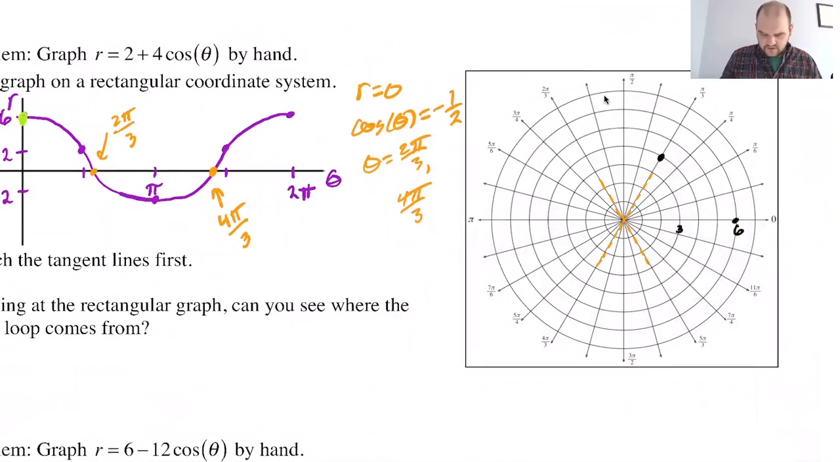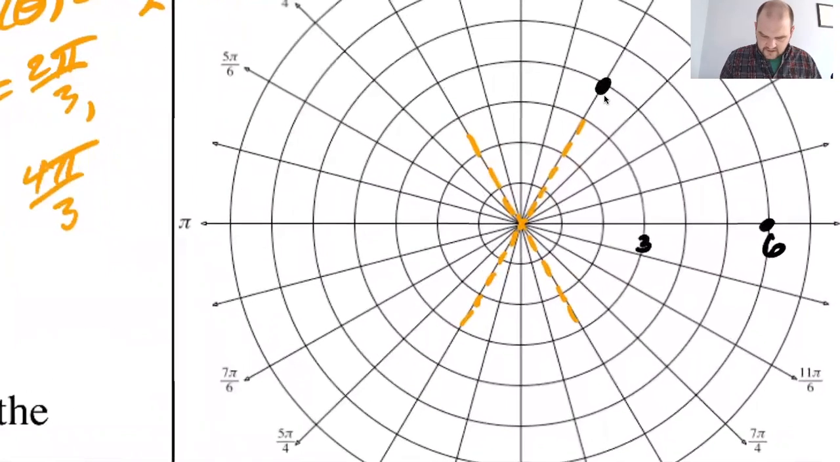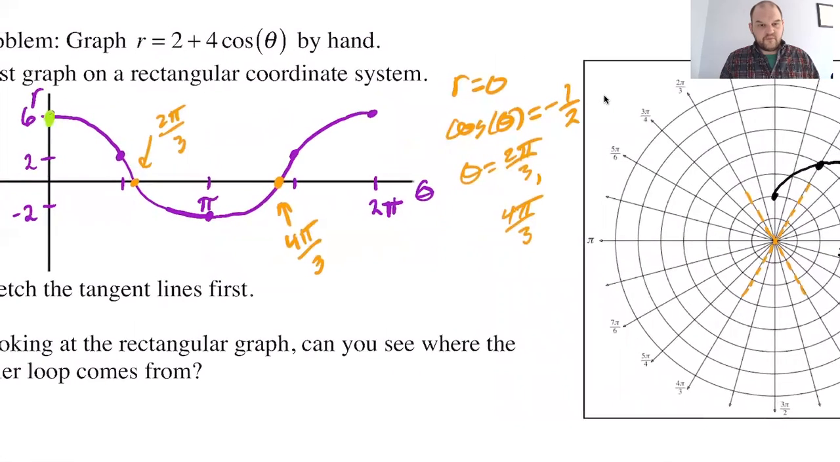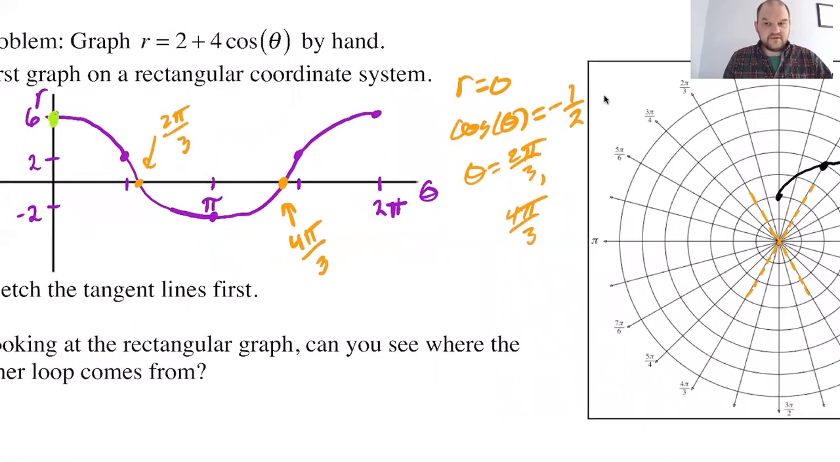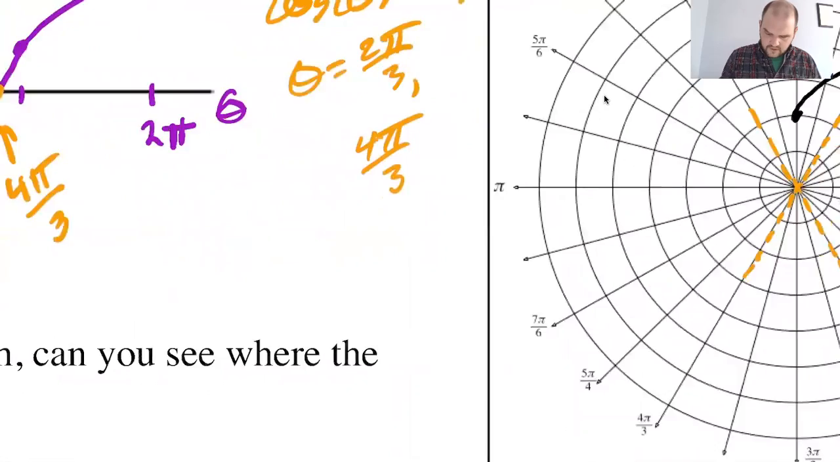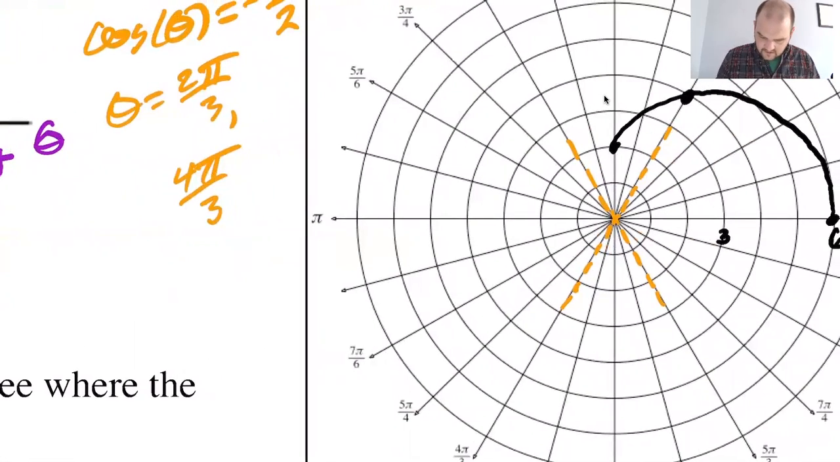Now we're at pi over 2. So at pi over 2, we're going to be at 2. So let's fill this in. So we go from here to here, and then from here to here. And now the fun begins. As we go from pi over 2 to 2 pi over 3, you can see on the rectangular graph, we're going to go from 2 to 0. So what happens is you just kind of, whoa, where are you going? You just kind of go like that.